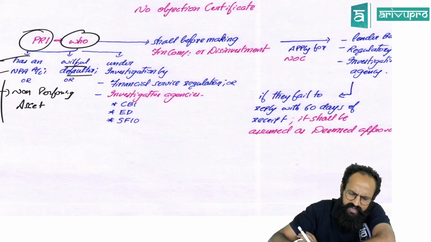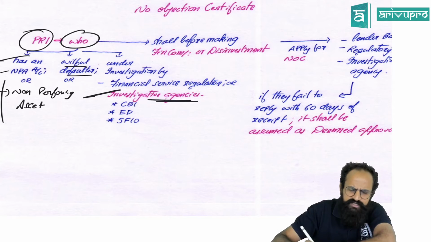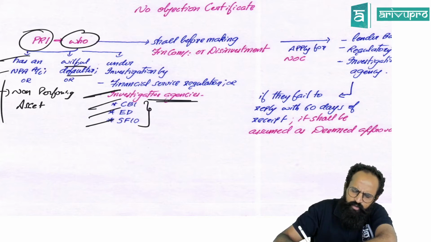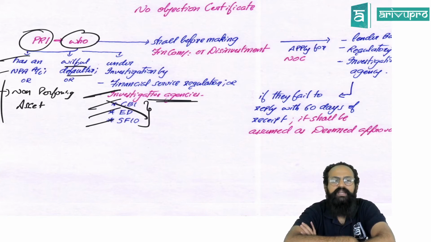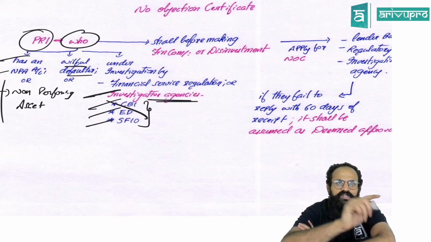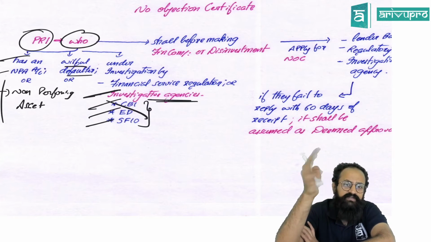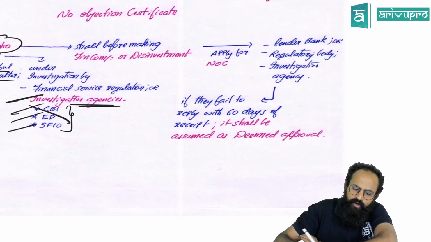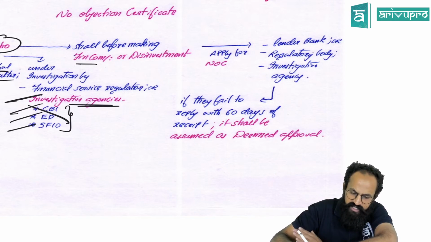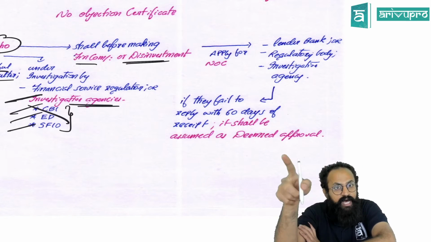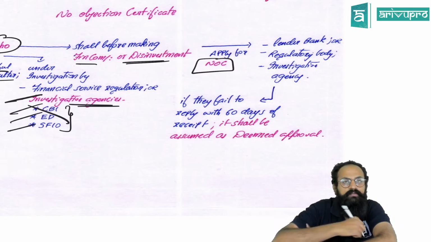Or you are being investigated by some investigating agencies. Who is that? CBI, Enforcement Directorate, or Serious Fraud Investigation Office. This is not given to you in detail, so if you do not remember these three, it's okay. You can ignore them. You can remember that if you are an NPA, or a willful defaulter, or under investigation by a financial service regulator or such other investigating agencies, then before making a financial commitment or disinvestment, meaning before investing or before selling whatever your investments abroad are, you have to apply for a no objection certificate.